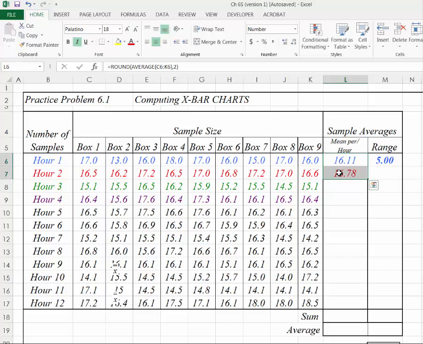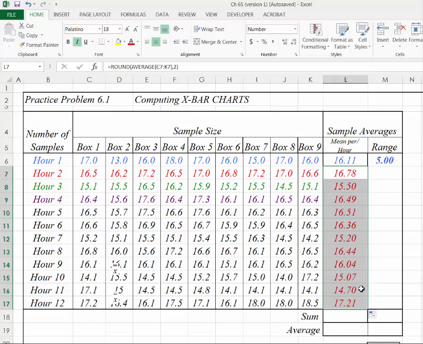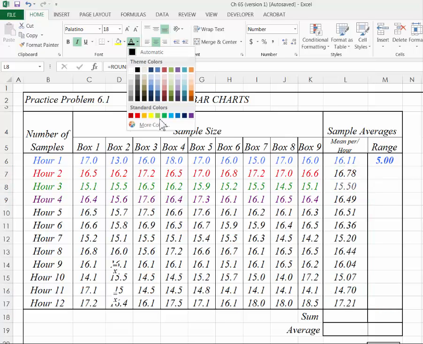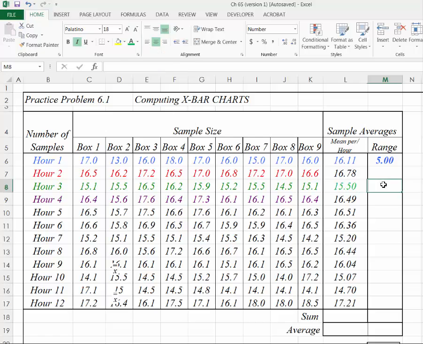Now I've got this, so I could retype it every single time, but that's kind of a pain. So I'm just going to copy it down. I'm going to grab this little box right there. See, I get the fat plus sign, it turns into a skinny plus sign, and then I just carry it down. And now I've got the average of all of those different hours. Now you'll notice that this all turned red, and I don't want it to be red, so I'm going to change it back to black and then make this one green, but you got the idea.